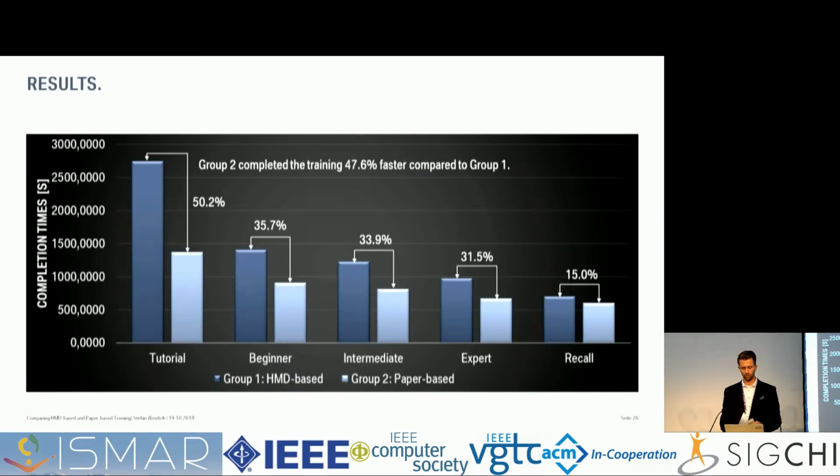Let's come to the results. We found a significant difference for the completion times. Group 2, the group who used paper-based instruction, completed the entire training, so all levels, 47% faster compared to group 1. You can also see each level: they completed the tutorial level more than 50% faster, and so on. And also in the recall, without any support system, they completed 15% faster than the HMD-based group.